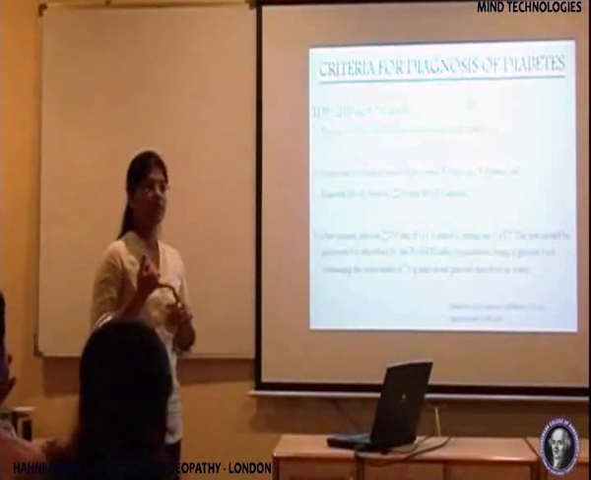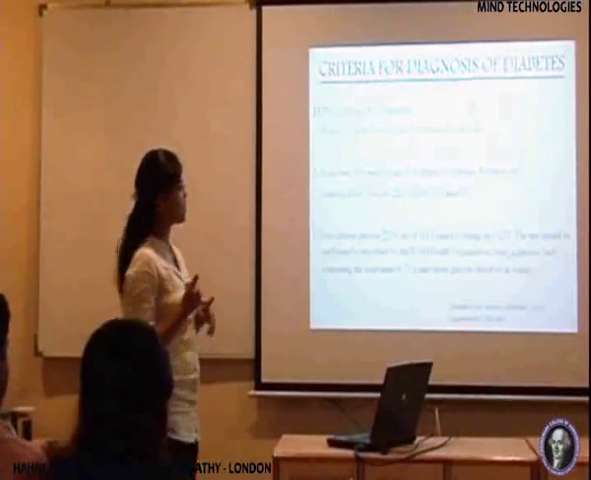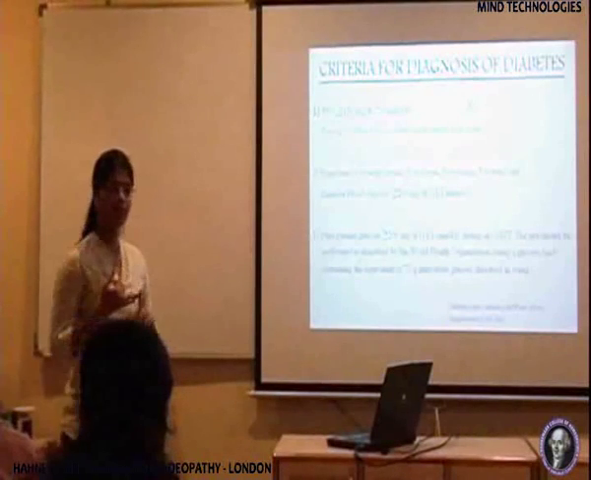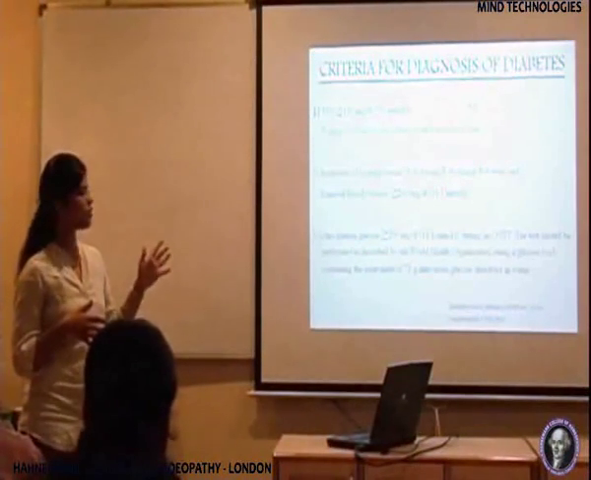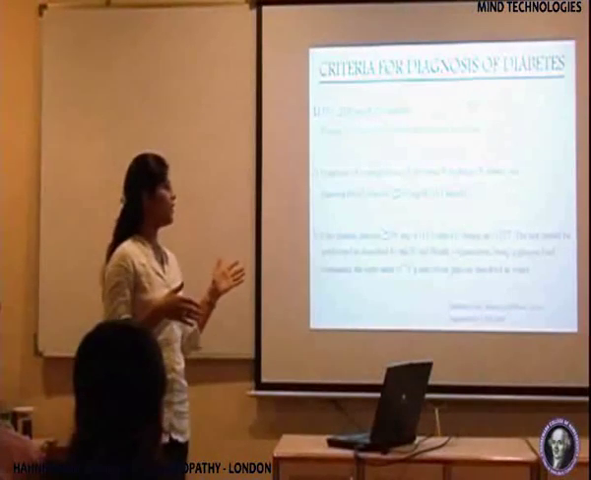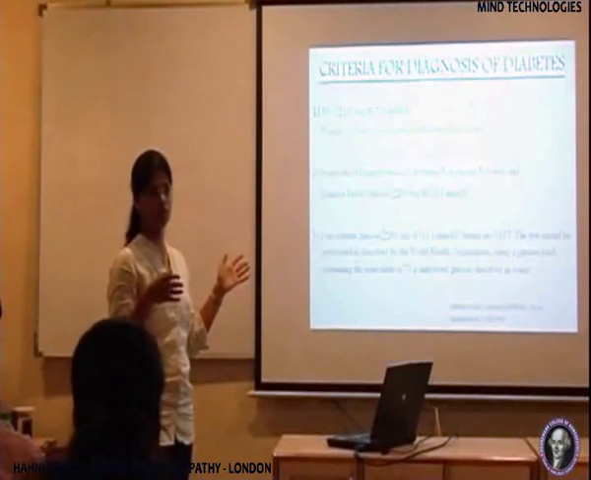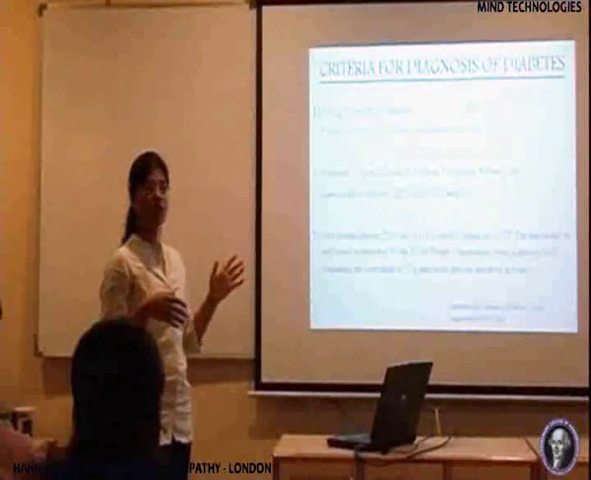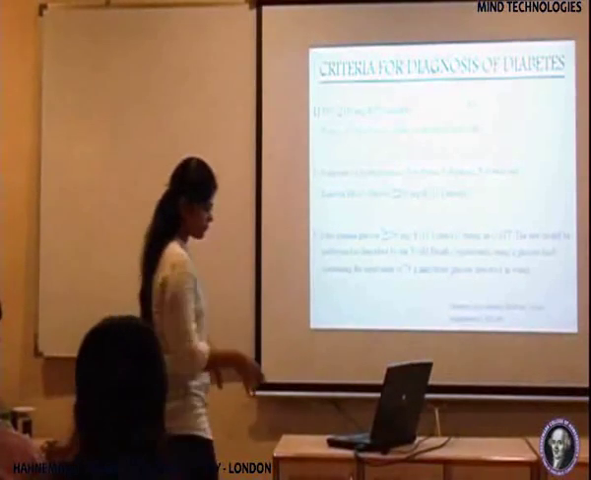Okay, so one is fasting plasma glucose, which is greater than 126 milligrams per dl. Then we have the random blood sugar, which is checking the blood sugars at any time of the day, which is greater than 200. And then we have the 2 hours post, that is PP, postprandial, which again if it is greater than 200, the person is diagnosed as diabetic.